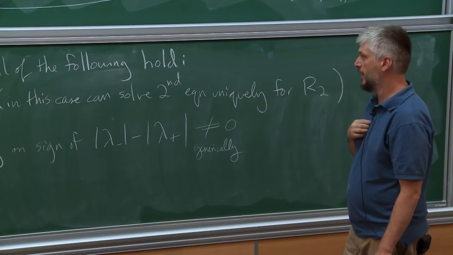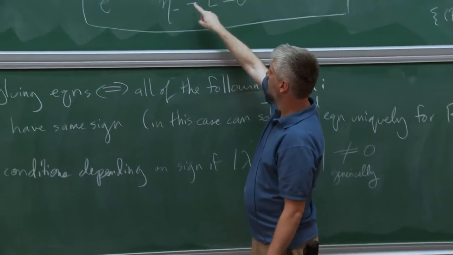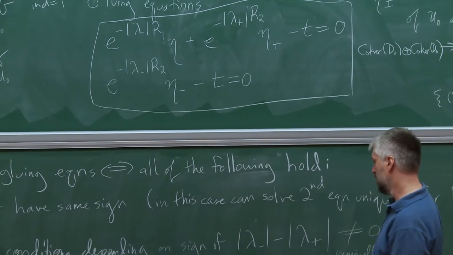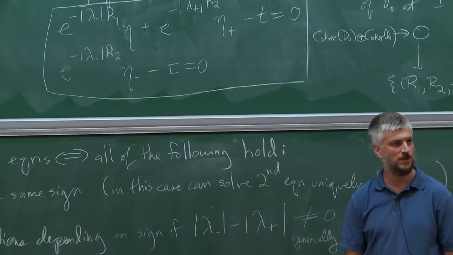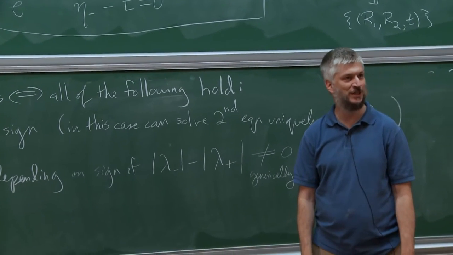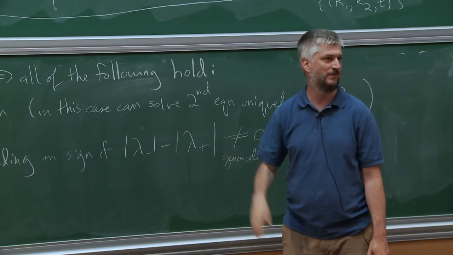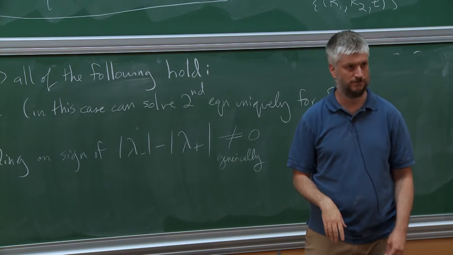The question of whether or not you can glue depends on the relative signs of eta, eta minus, eta plus, and t, and also on the sign of this difference of eigenvalues. So it's like 4 different signs, so sort of 16 different cases, and you can just go through and check each one by elementary methods. I worked out all the details in this blog posting.